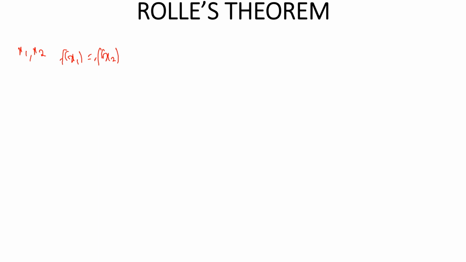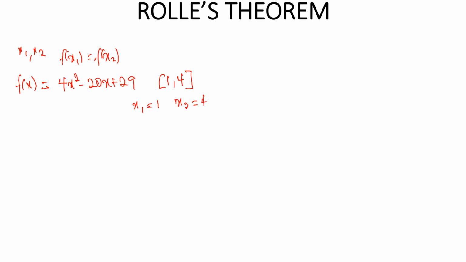So what does it imply? That if you are given a curve, let's say f of x is equal to 4x squared minus 20x plus 29 with the interval of 1 to 4. So from here, your x1 is equal to 1 and x2 is 4.